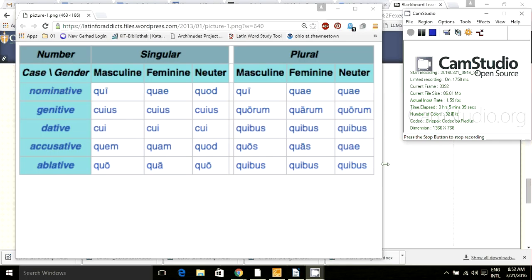Neglego, again, is normal for the third conjugation. Neglego, neglegere, neglexi, neglectum. So o, ere, xi, ctum. And recito, again, is normal for the first conjugation. So o, are, avi, atum. Recito, recitare, recitavi, recitatum. Right, we're going to take a look at sentence 4.